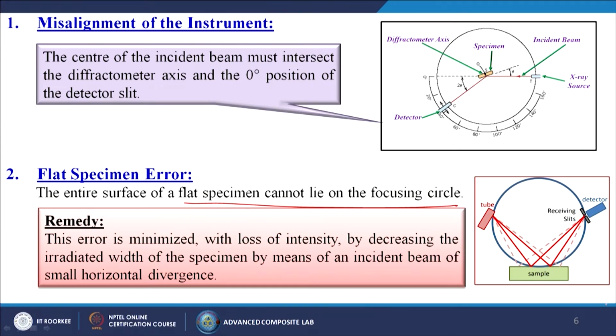This error is minimized with loss of intensity by decreasing the irradiated width of the specimen by means of an incident beam of small horizontal divergence. So, in this particular case you can see that the flat specimen here, the problem is that the error may occur in this particular case, or maybe the zone. Next, third one is the absorption in the specimen, the sample transparency error.